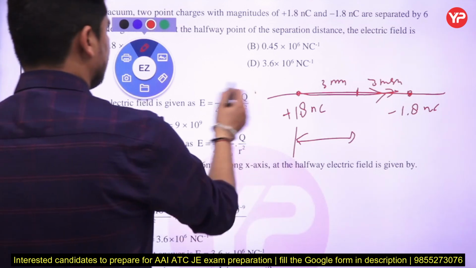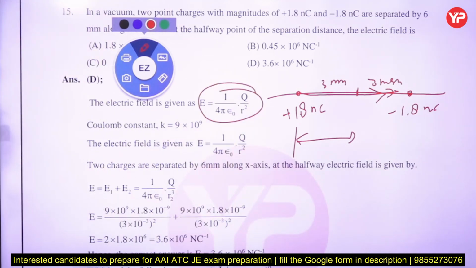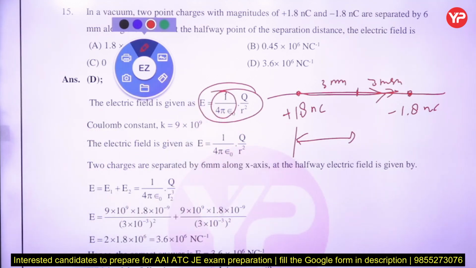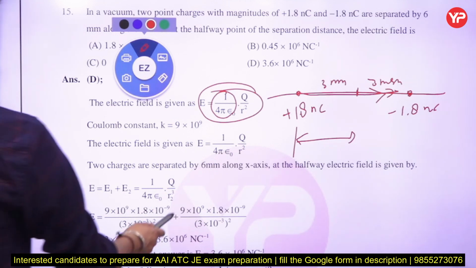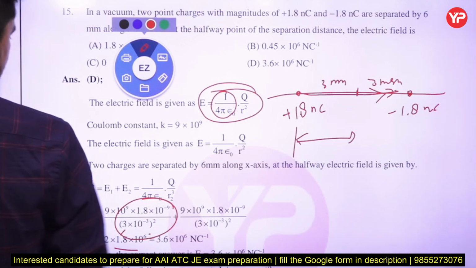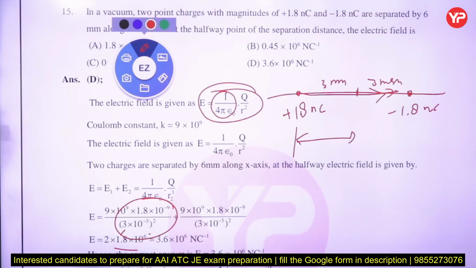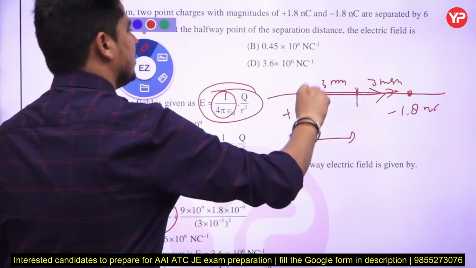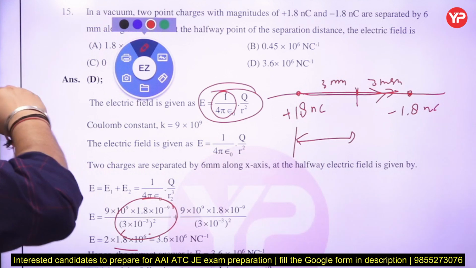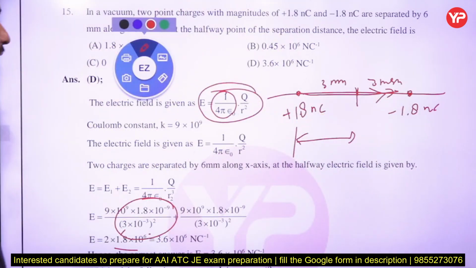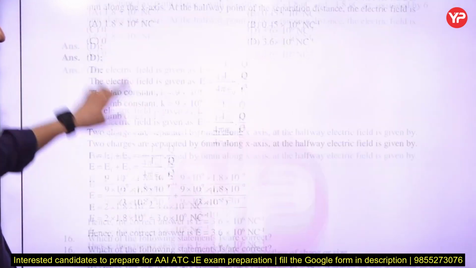So the formula for electric field is what? 1 upon 4 pi epsilon naught times q upon r square. The value of 1 upon 4 pi epsilon naught is 9 into 10 raised to power 9, and q, the charge of one charge, is 1.8 into 10 raised to power minus 9. You put in all the values and calculate the electric field, that is 1.8 into 10 raised to power minus 6, and you just multiply by 2, that is 3.6, because both the charges have the same distance and same magnitude of charge. The electric field due to both the charges is in the same direction, so they will be added and that will be just twice, that becomes 3.6 into 10 raised to power 6.